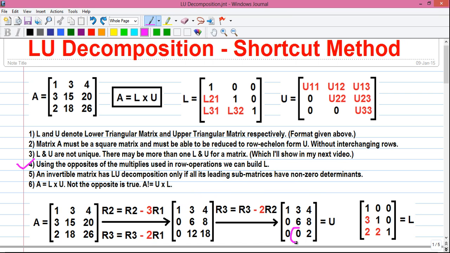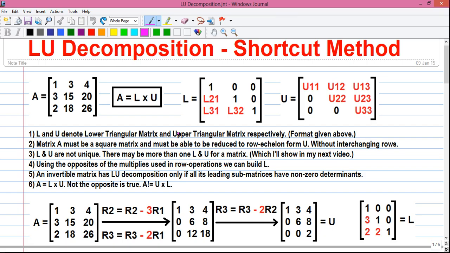And finally, to get a 0 at this position, we multiplied the R2 by minus 2. So we'll use the opposite value plus 2 at this particular position in L. And the remaining format, that is all diagonal elements are 1 and the values above diagonal elements are 0, we obtain from the standard form of L.